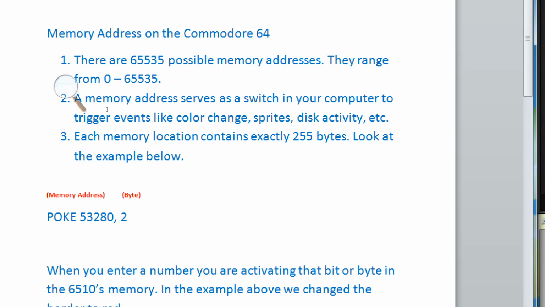And number two, a memory address serves as a switch in your computer to trigger events such as color change, sprites, disk activity. There are so many different examples you could go into. Raster interrupts and just whatever you decide for your computer, even your BASIC and everything, it's all stored down in actual events. And each memory location contains exactly 255 bytes.